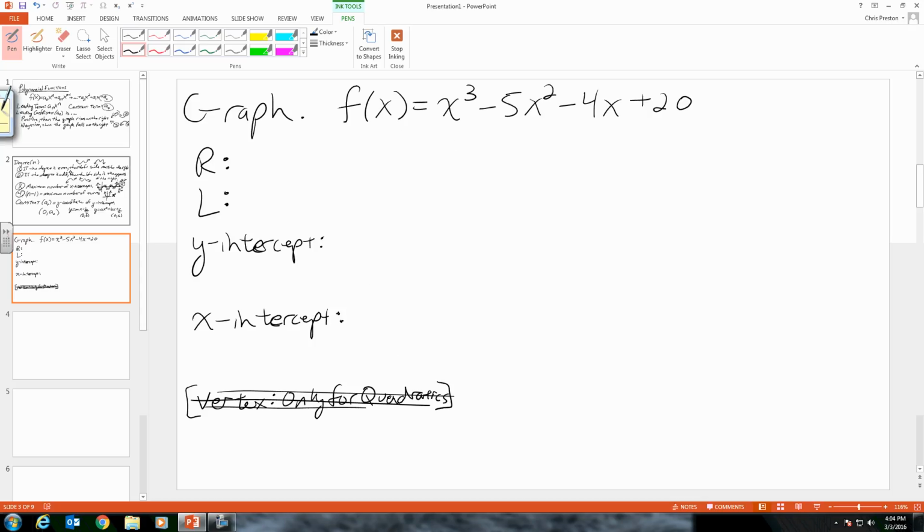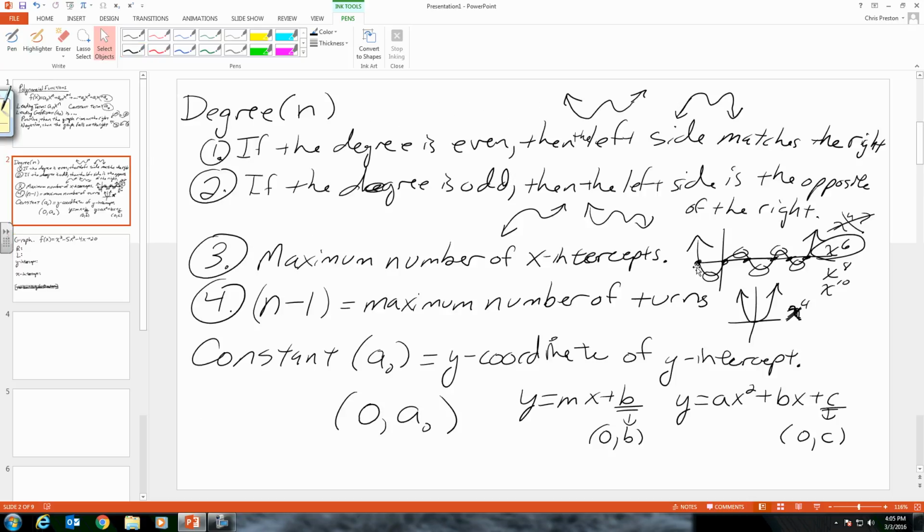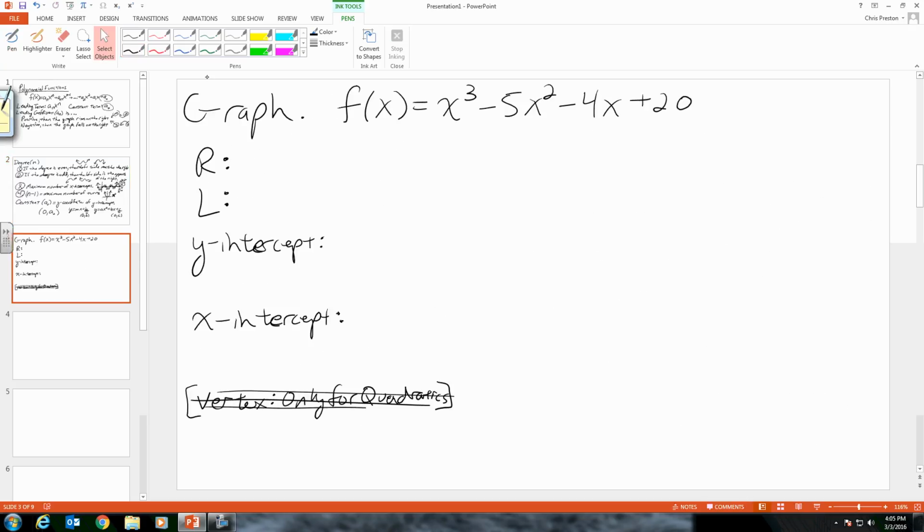To find those turnaround spots that I talked about, what you would need to do is calculus. And we're not going to get into that. So the only time we can find the turnaround spot would be on a quadratic. All right, so let's go through this and find out as much as we can.